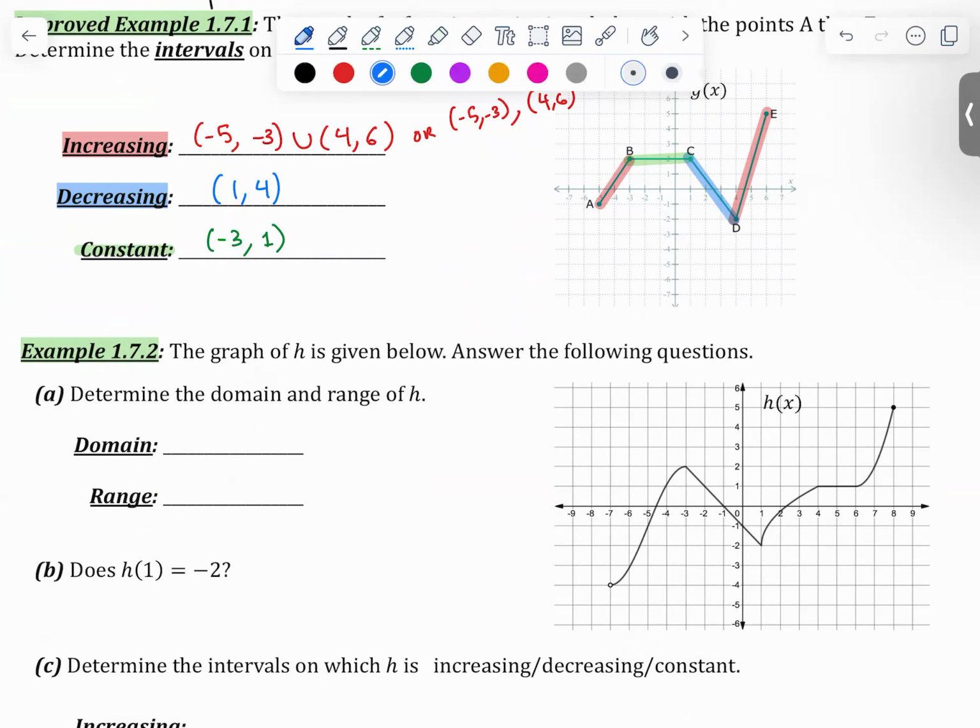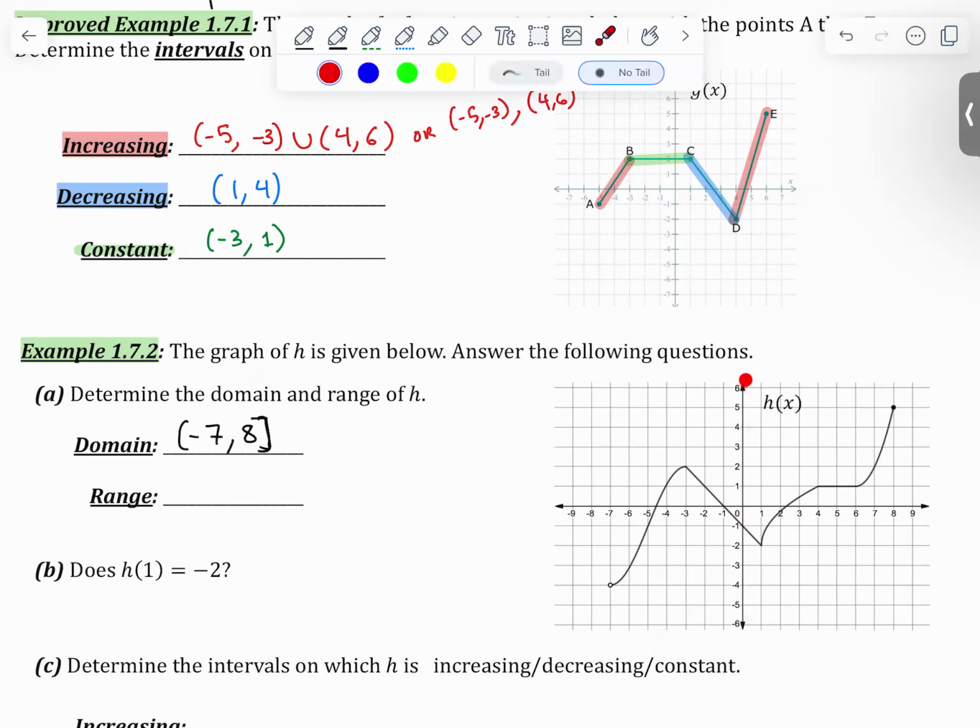So remember, the domain is all the x values that get attained by points on your graph. So for example, -8 is not in our domain because there's no point on our graph that has an x value of -8. -7 is not in it because it's an open circle, but it's where we start. So from -7 all the way to +8, including +8, is our domain.